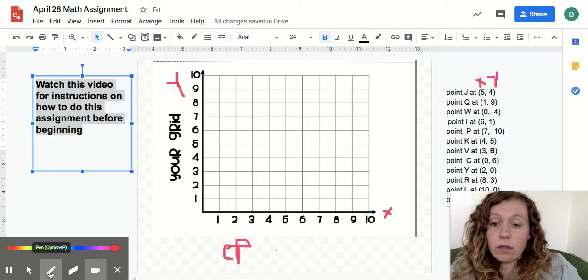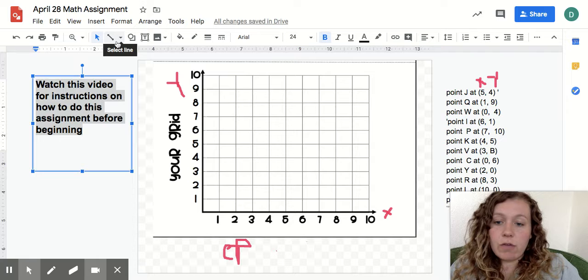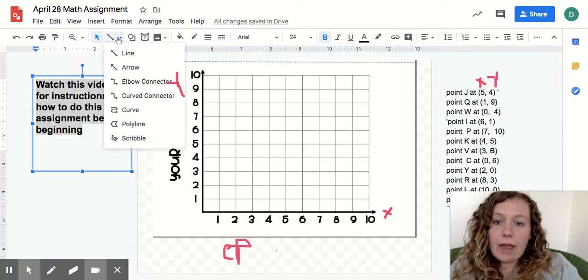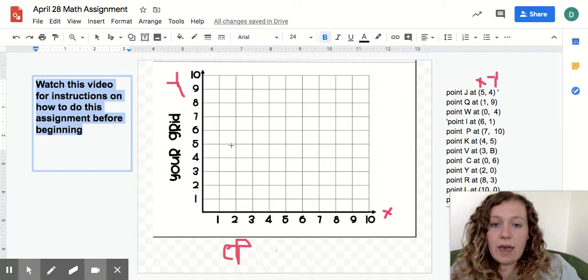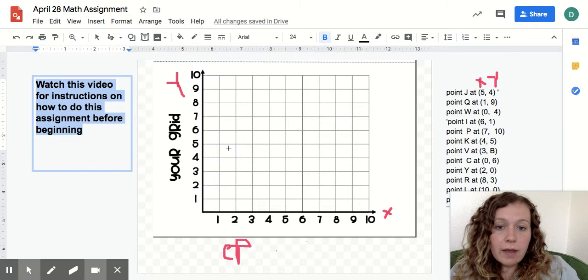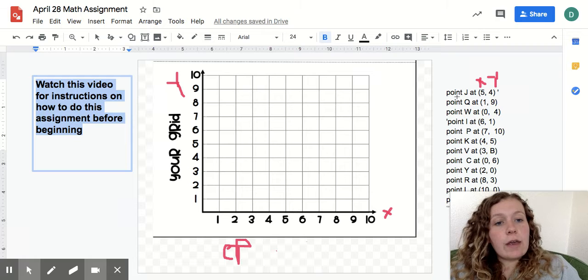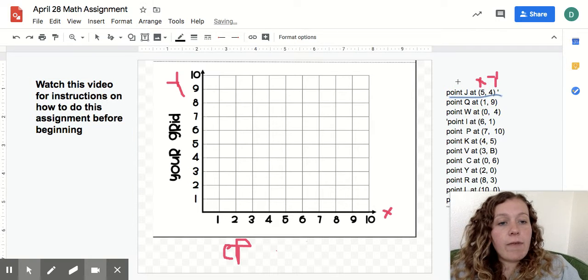So if you're doing this on Google Drawings, the tool that I would like you to do and watch very closely is you're going to go up here to line, you're going to drop down, and you're going to click on the scribble tool. And that will give you the ability to draw on this coordinate plane and mark your points, okay? So the first point here that we have is point J at 5, 4.